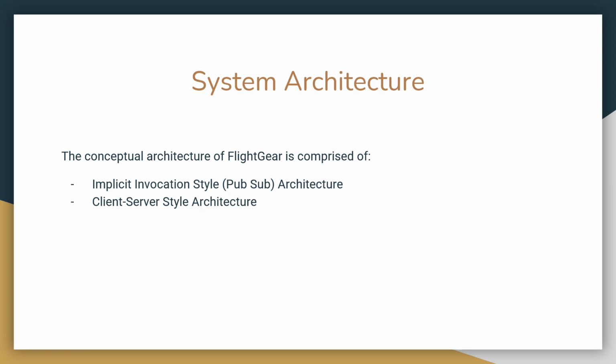The pub/sub architecture enables a decoupled communication model where components interact without direct knowledge of each other. Publishers broadcast events, and subscribers receive updates based on their interests. This model enhances FlightGear's flexibility, allowing for dynamic updates and scalable system integration.